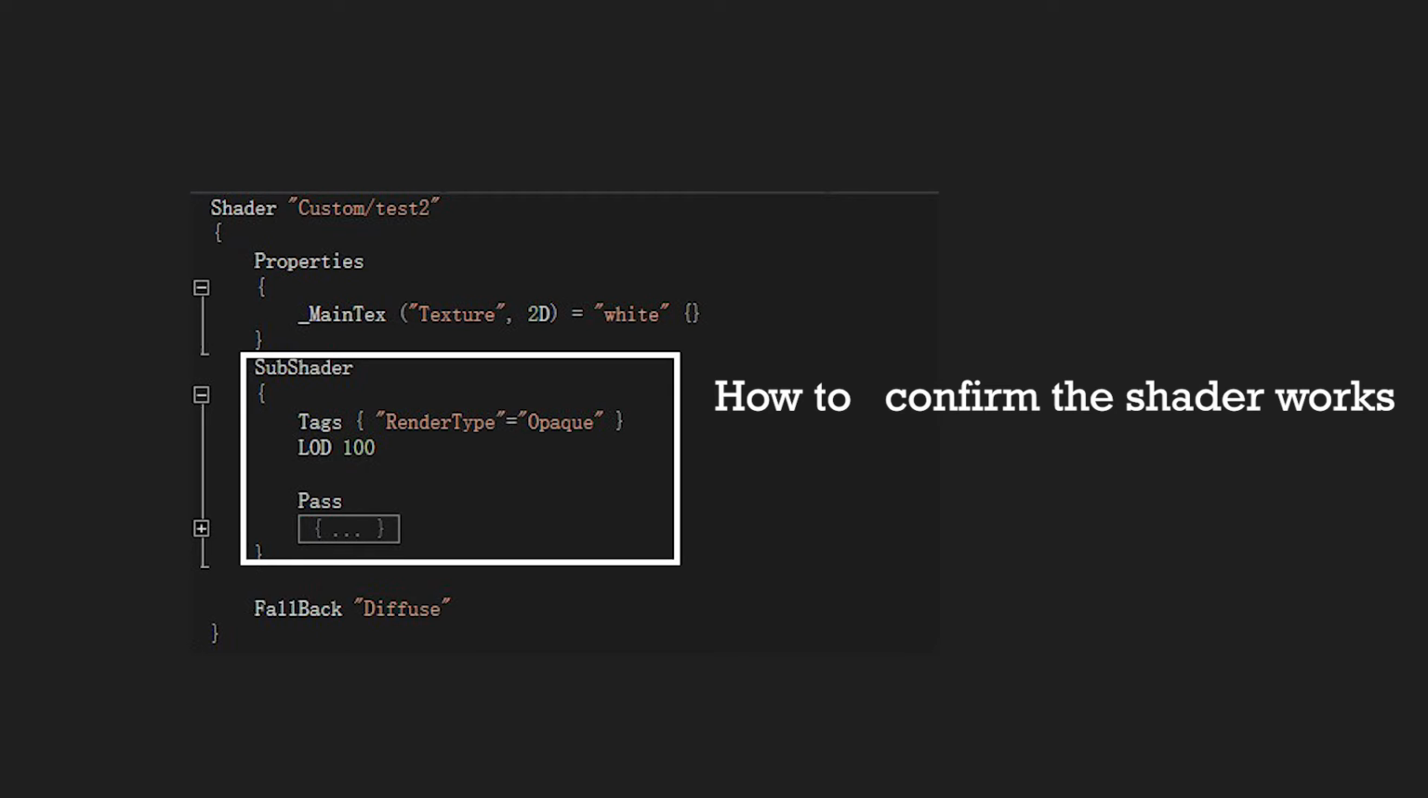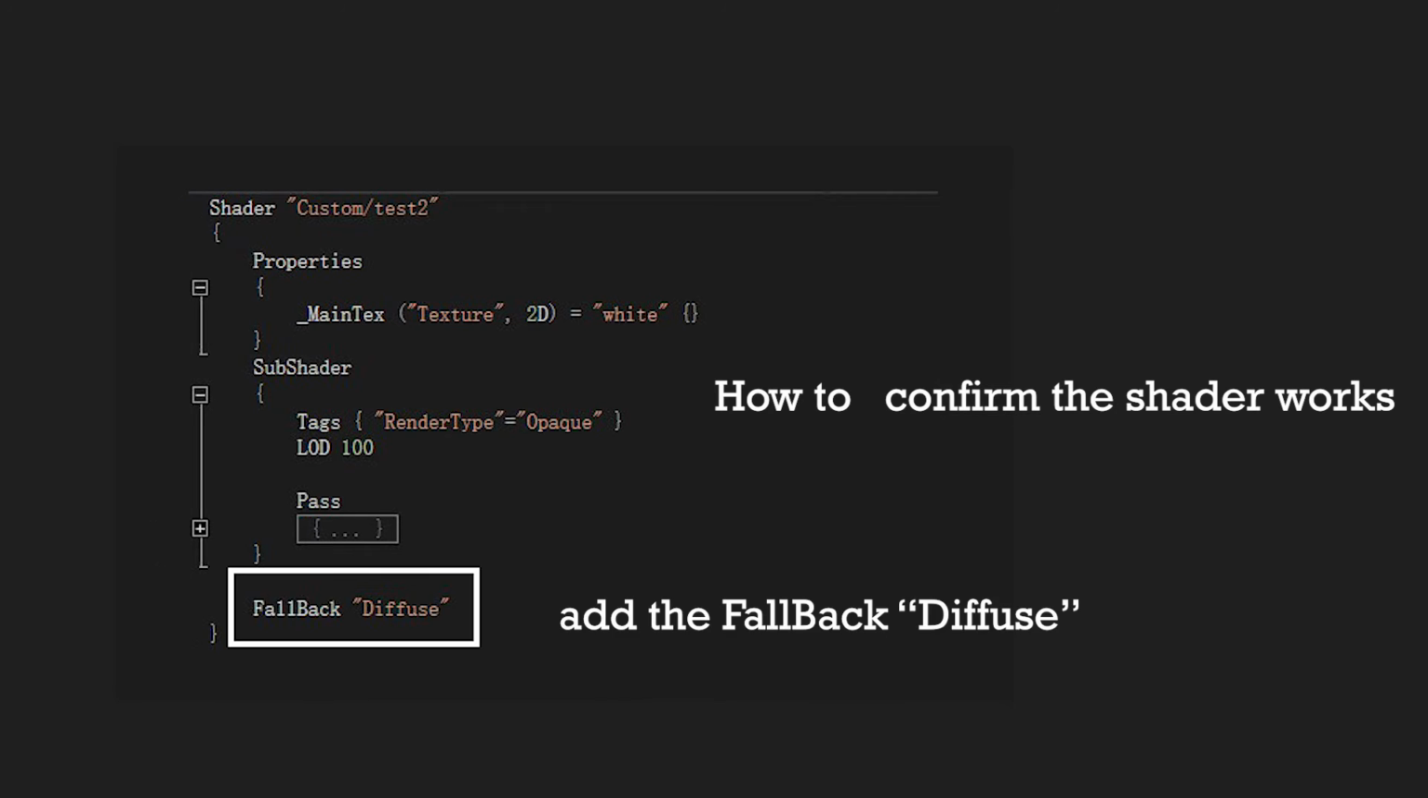What should we do in this situation? Usually, we will add such a statement at the end of the shader: Fallback Diffuse. Its function is that when Unity does not find a qualified subshader, the shader will return to the shader named Diffuse. Diffuse is one of the most basic shaders and basically all Unity supports it.